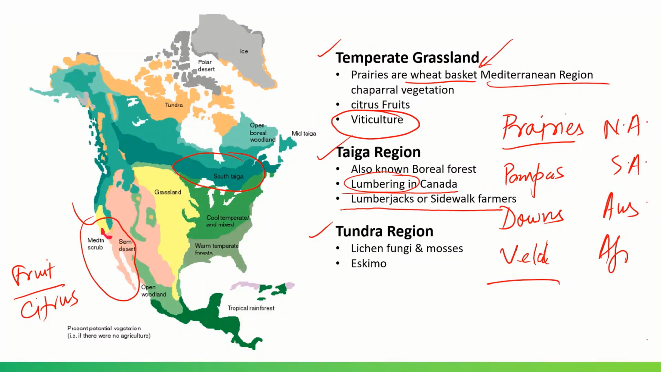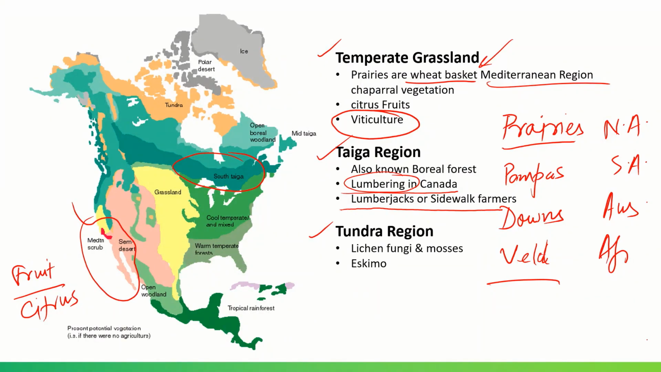Talking about lumberjacks, during the season of spring, they come to the prairies region, okay, and they help in wheat cultivation. Because of this, they are sometimes known as sidewalk farmers or suitcase farmers because of their migration from the taiga region to the prairies region. They are called sidewalk farmers.